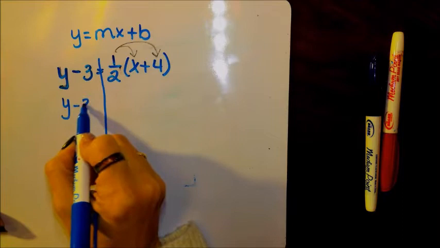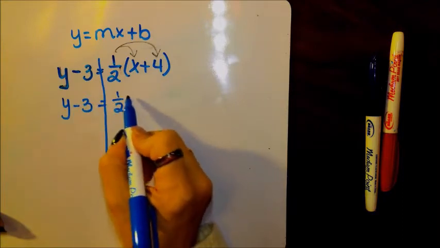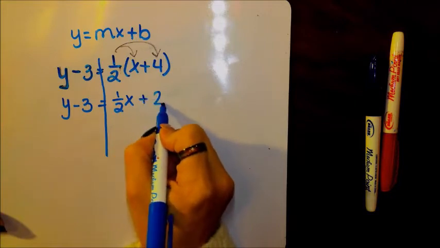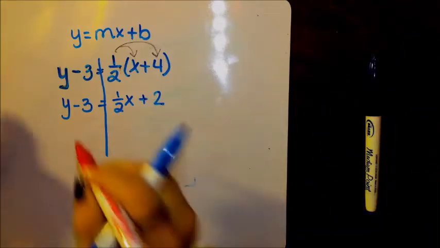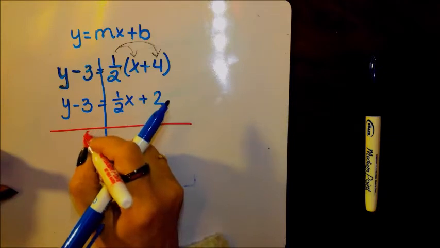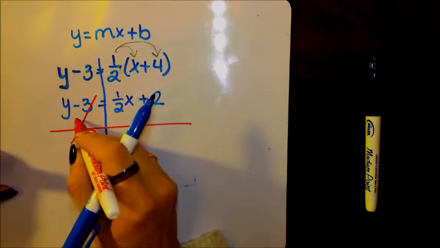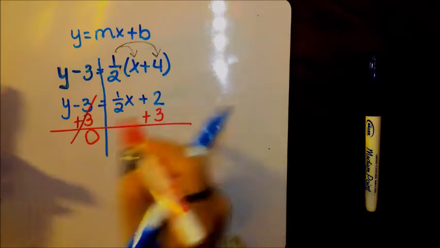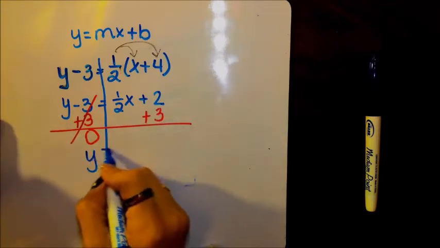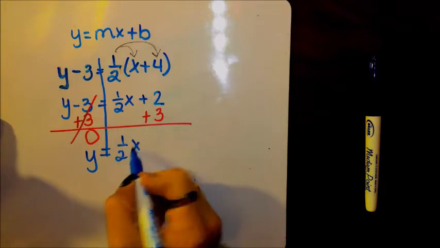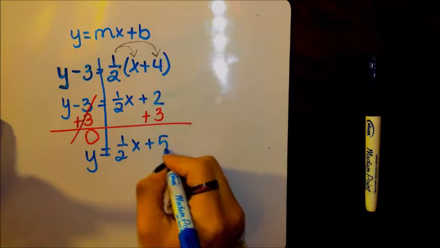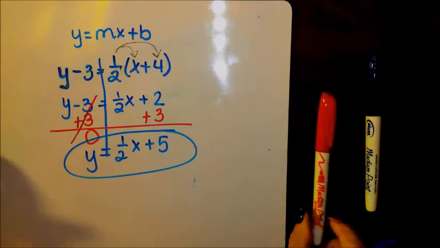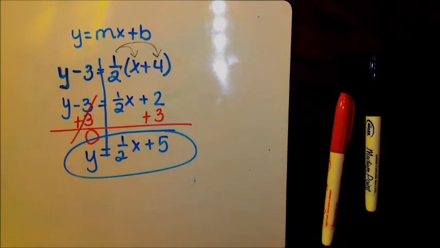So y minus 3 equals 1/2 times x plus 4. Half of 4 would be 2. And then I still need to get this 3 over here. So if I want it to be gone, I need to add 3. And so I'll add 3 here. So that'll leave me with y equals 1/2 x. 2 and 3 will give me 5. Could I graph that? You bet. I could put it in my calculator and I could graph it. All right.